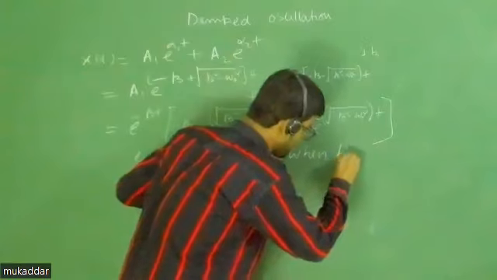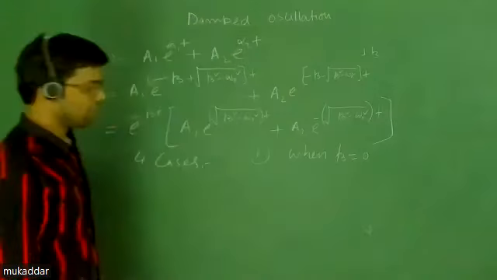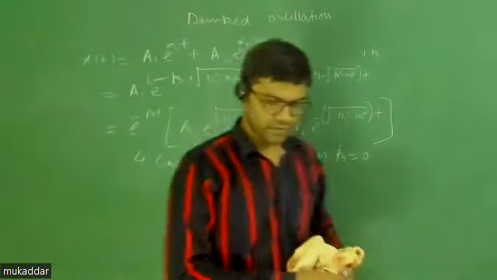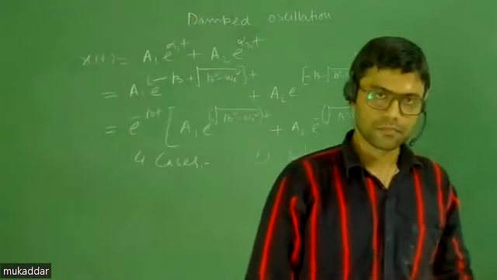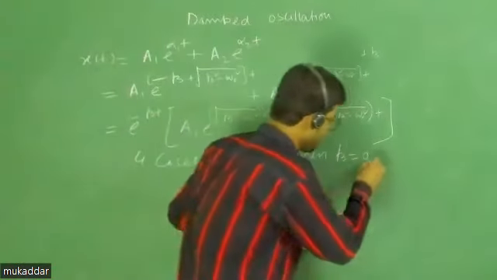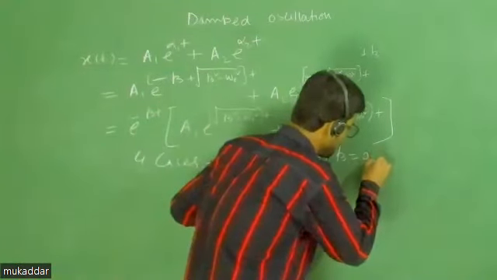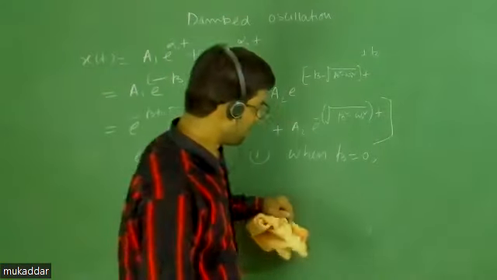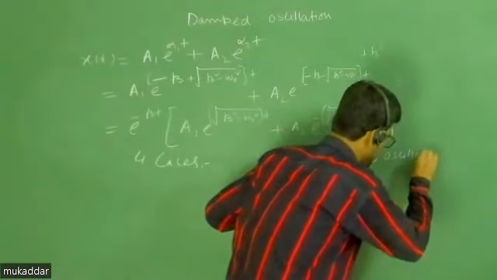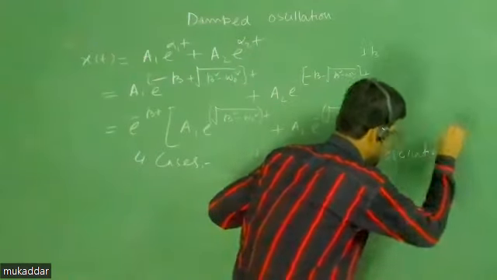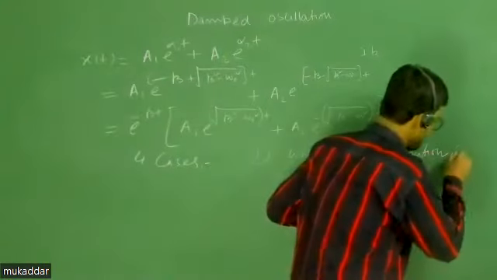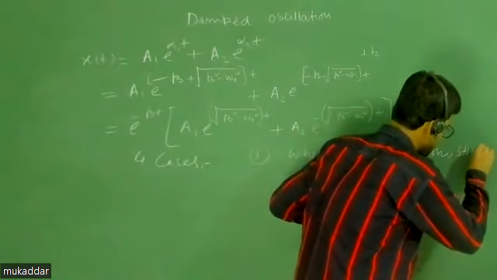when beta equals to 0, then what will it be called? When beta becomes 0, then what case will come? Exactly, this will be the simple harmonic motion. So when you have beta equals to 0, then what will happen? You will get oscillation in the body, and this is called simple harmonic motion.